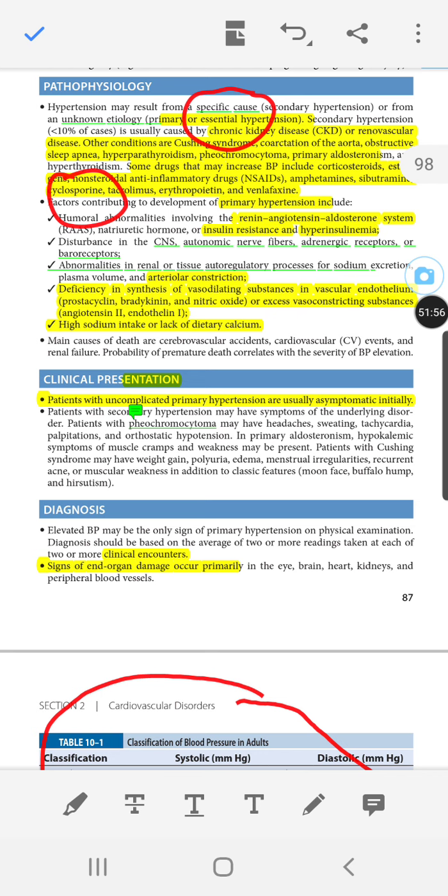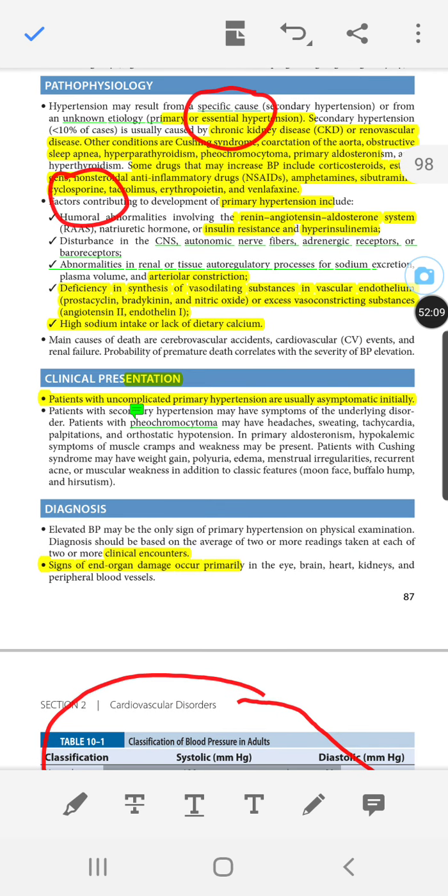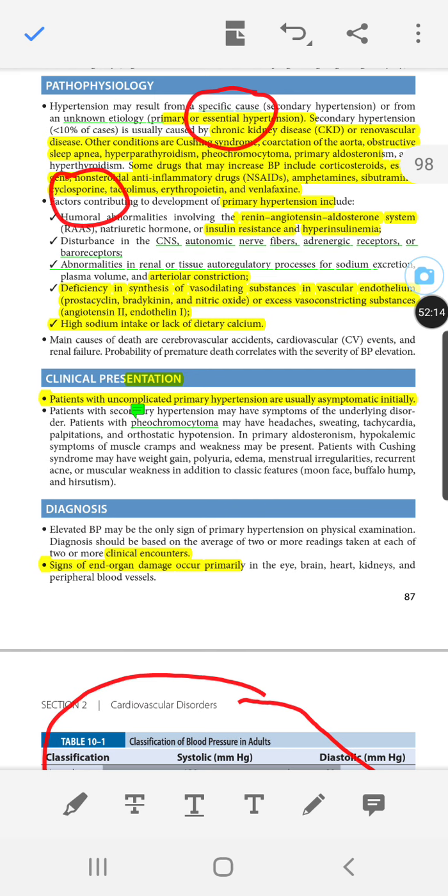Secondary hypertension is caused by specific causes, like maybe chronic kidney disease, diabetes mellitus, a heart problem, heart diseases, there may be Cushing syndrome, and also if you are taking some kind of medication which raises the blood pressure.